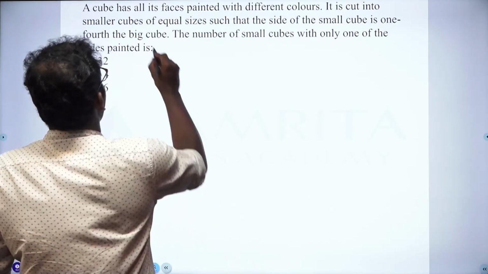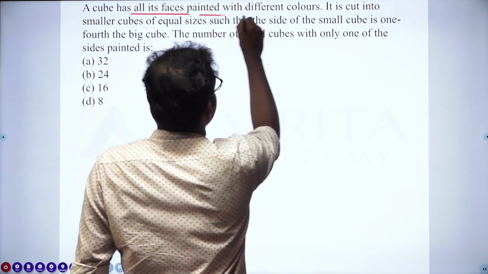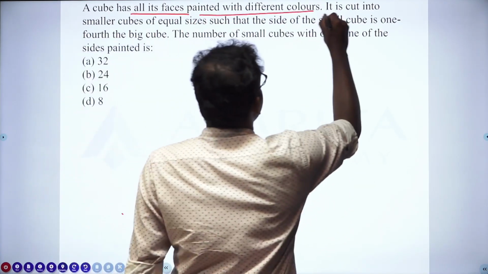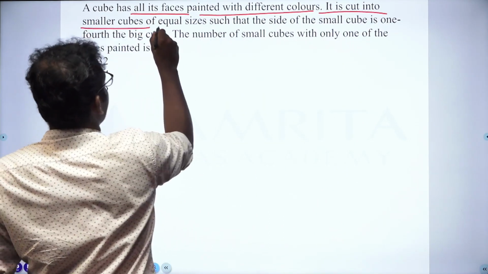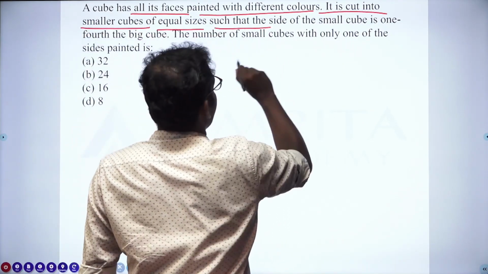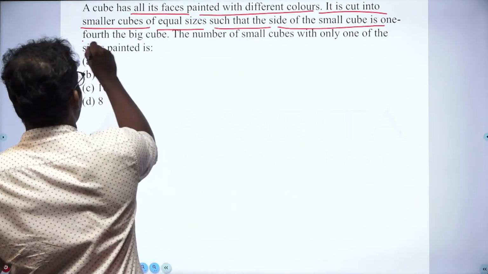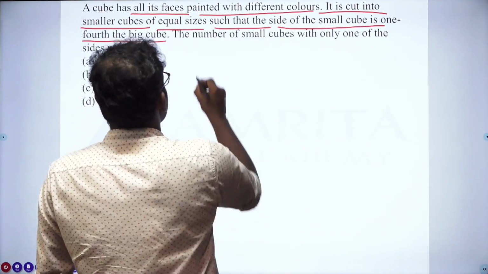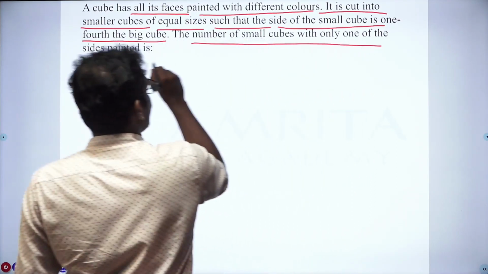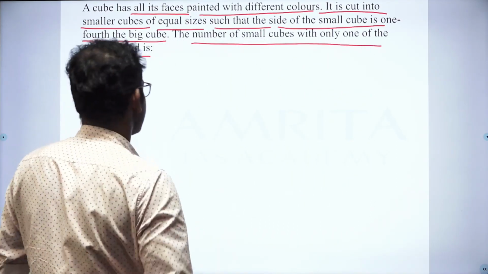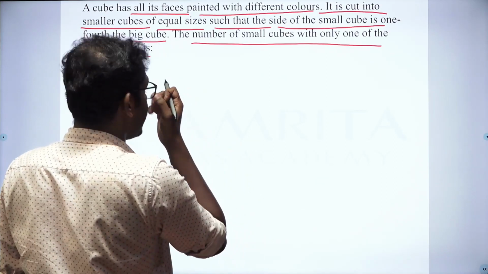A cube has all its faces painted with different colors. It is cut into smaller cubes of equal sizes such that the side of the small cube is 1/4 of the big cube. The number of small cubes with only one of the sides painted is.